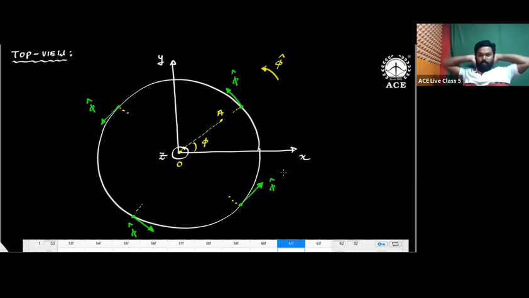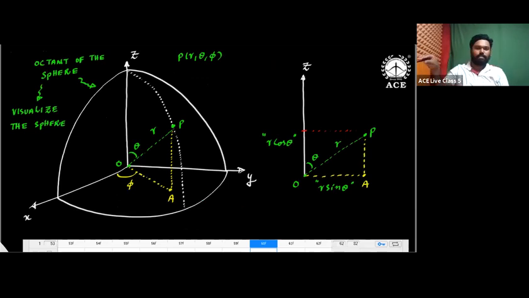Clear? Yes. Fine. Let me turn the page here. That is a phi beta. The phi is like this.